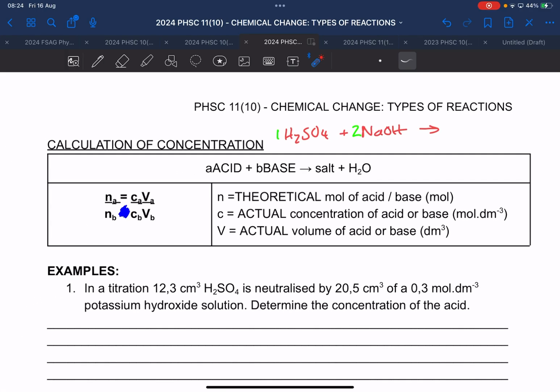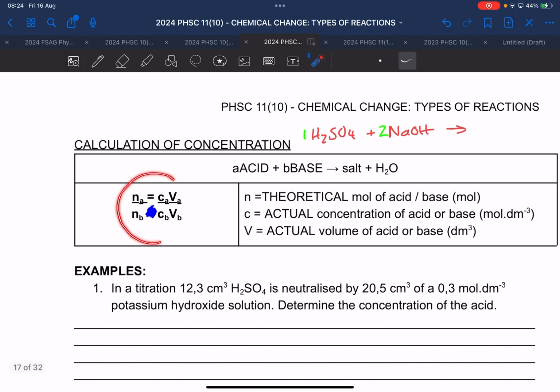Right, so from there we draw this formula. In this formula, this n there is the mole of the acid, mole of the base. Now, as you can see, it's a fraction, and a fraction gives you a ratio. So this whole formula is a ratio between the acid and the base. So this here is a ratio formula.